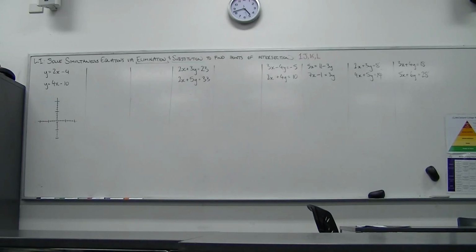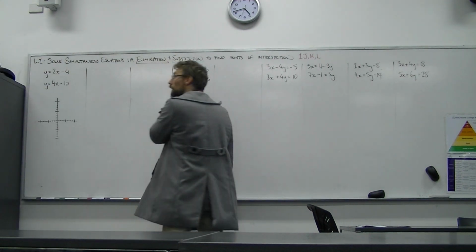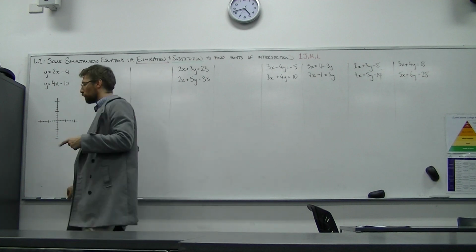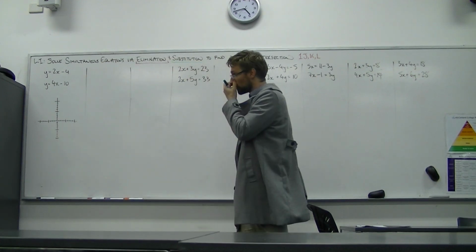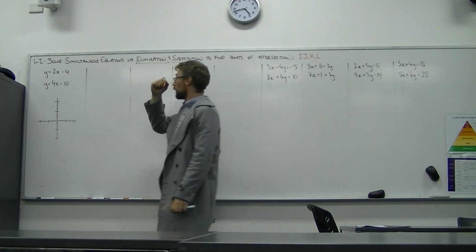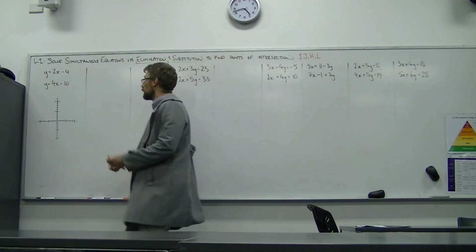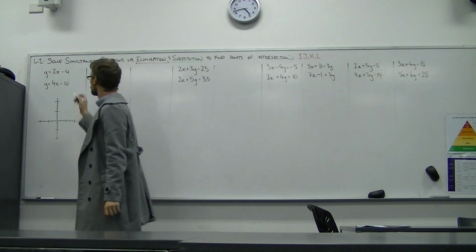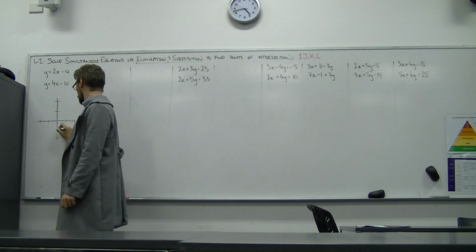Okay, so solve simultaneous equations via elimination and substitution to find points of intersection. Brilliant. Alright, so we're going to go back a little bit just to make sure that we're okay first. We've got two linear functions here, y equals 2x minus 4, y equals 4x minus 10. So I want to sketch these things. Great. Well, for free, I'm getting a y-intercept there, minus 4.